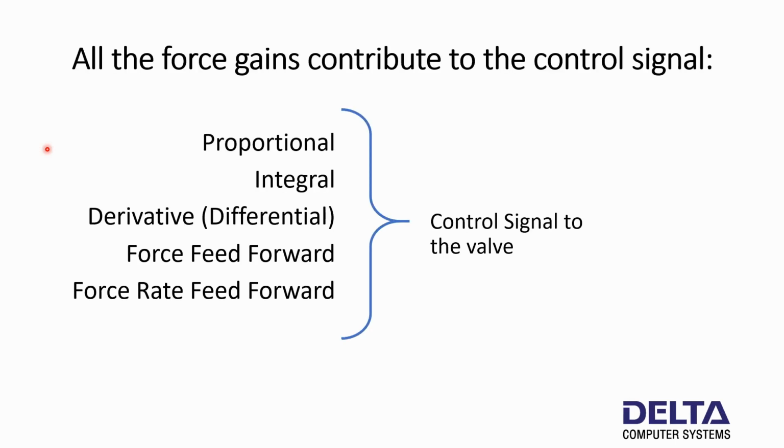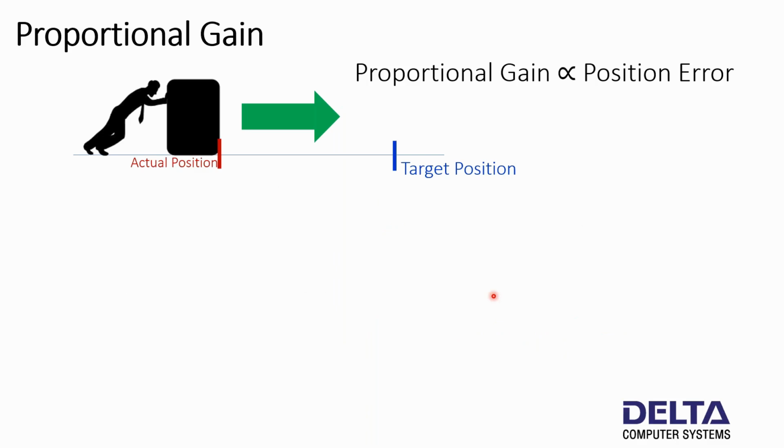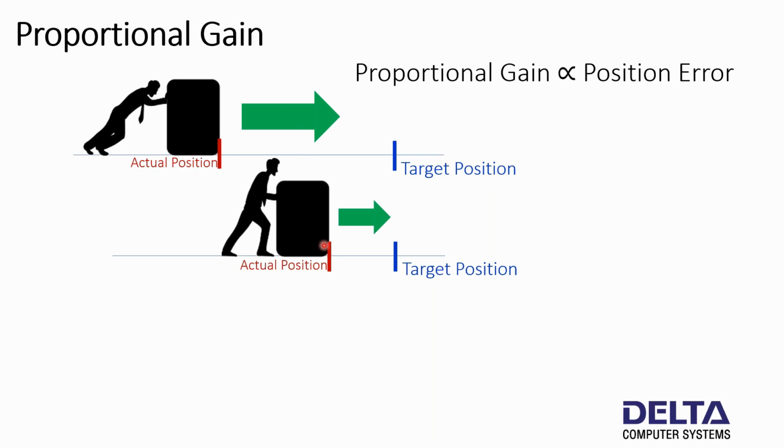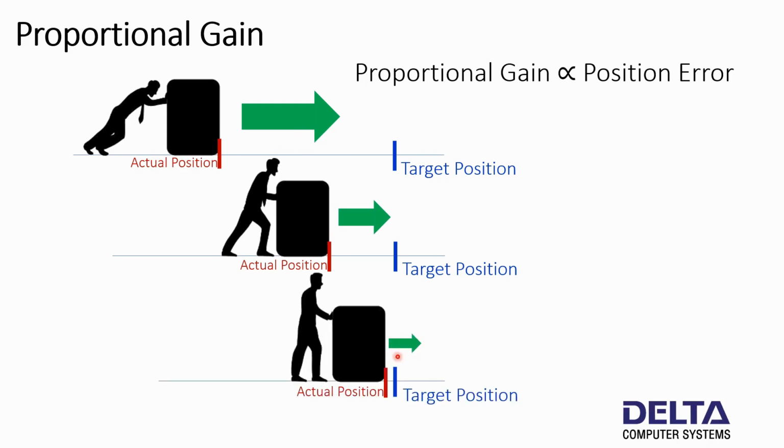So first of all the gains we have, the PID and force feed forwards, they each give their own contribution to the control signal to the valve. We calculate that continuously, such as every millisecond. The proportional gain is the main gain of the system that we need to use. And we're comparing position here because it's easier to visualize, but it works the exact same way on force control as well. So the proportional gain, if our actual is far away from our target, it's going to give us a large effort. It's going to push hard. And as we get closer, we're going to push less and less.